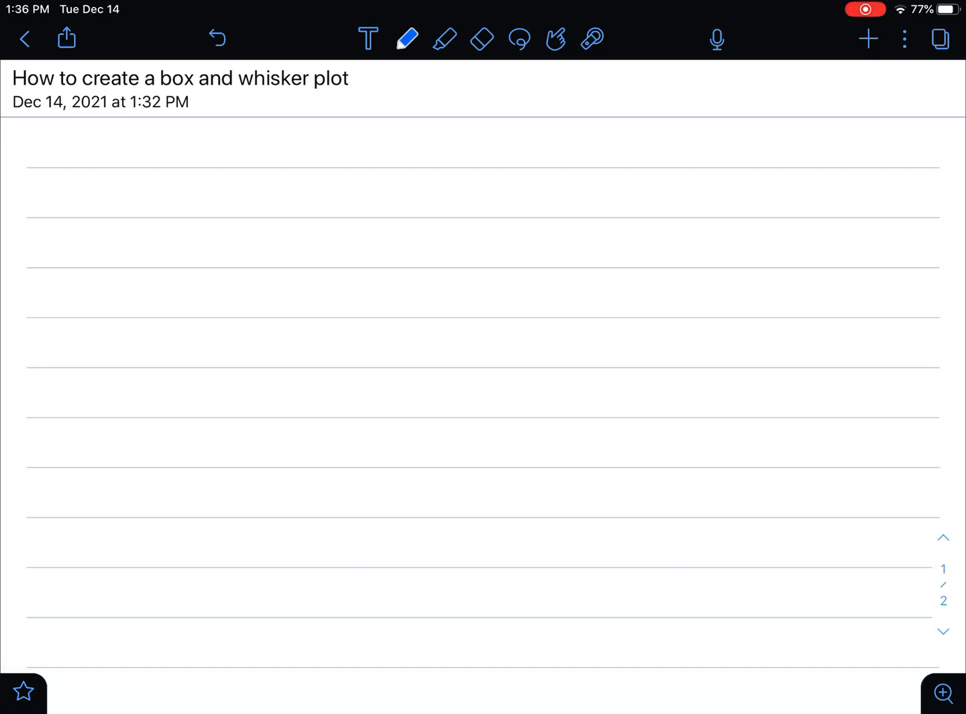Today I'm going to show you how to make a box and whisker plot, sometimes just called a box plot, but oftentimes called a box and whisker plot. So I'm just going to make up some numbers. I'll make up 10 numbers. And let's just get started.